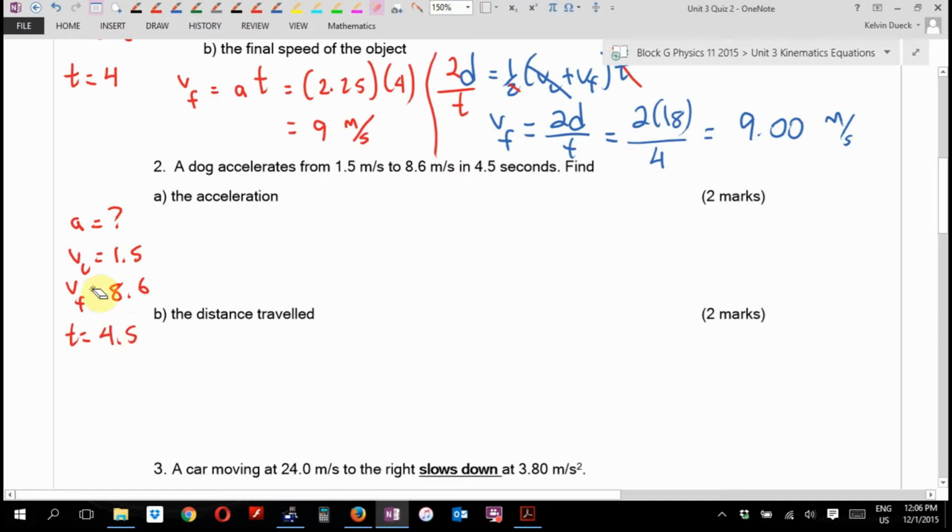Which equation has A, VI, VF, and T, and no D? Read it to me. Okay, so you ready? Can you get the A by itself in your head? I'll give you a hint. A equals. What's going to drop down like a domino?